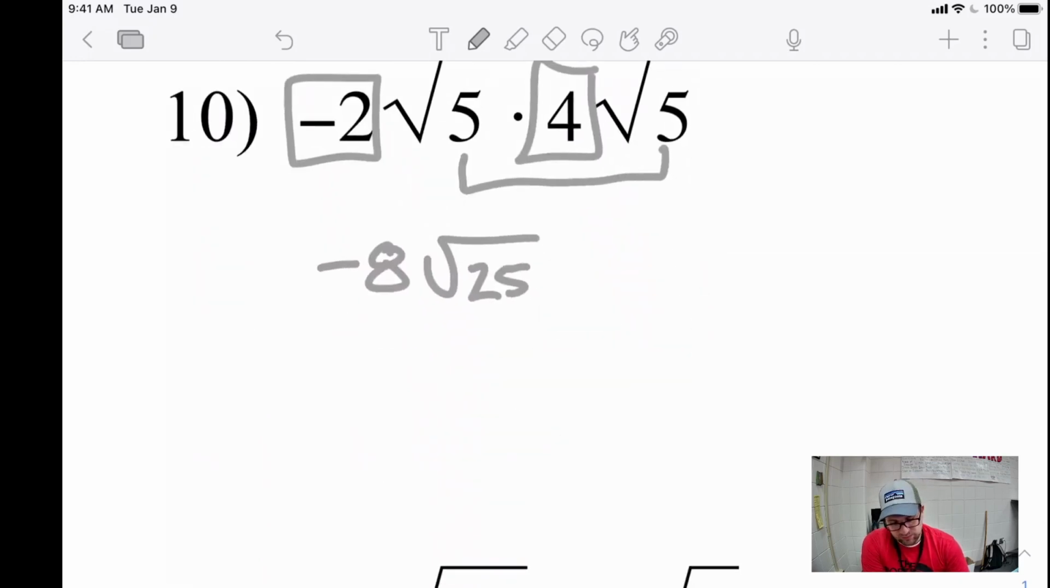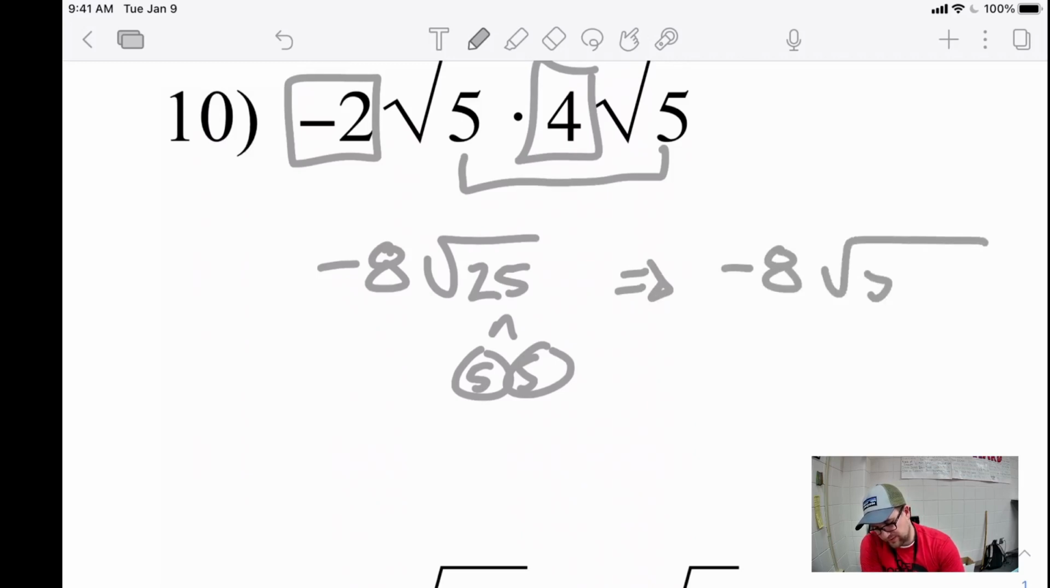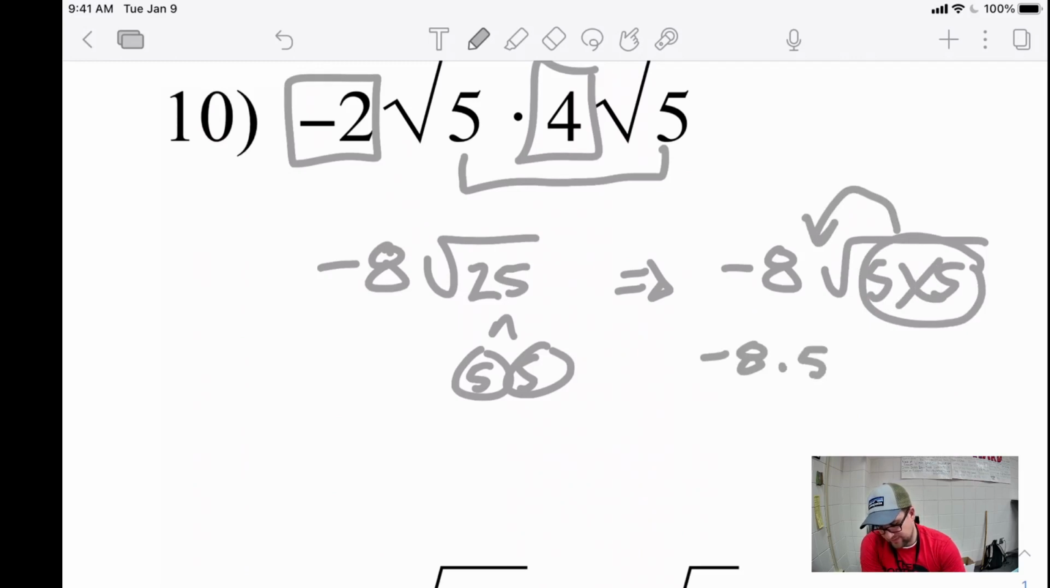So, breaking this down, 25 is just 5 times 5. So I could really rewrite this as negative 8 square roots of 5 times 5. And remember, if you have two of the same, you get to pull out 1. So I'm going to have negative 8 times 5. And my square root sign actually is going to disappear because there's nothing left in it. So negative 8 times 5 will end up being negative 40.